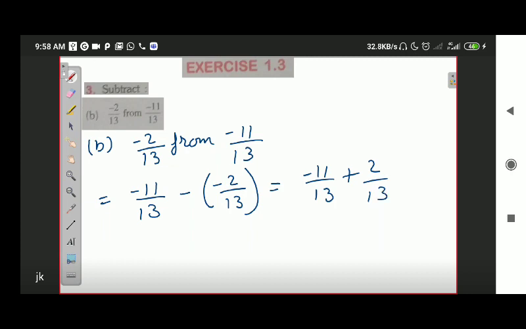As you can clearly observe, the denominators for both the numbers are same. Denominators are already same. Therefore, we are going to take the common denominator and write down the numerators as they are. So your final answer will be minus 9 upon 13.